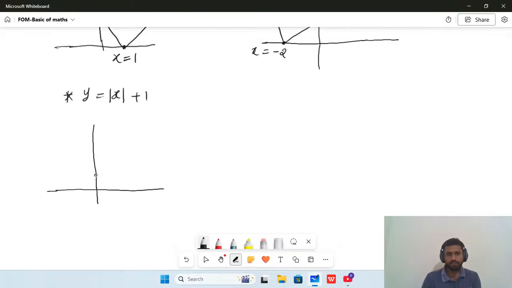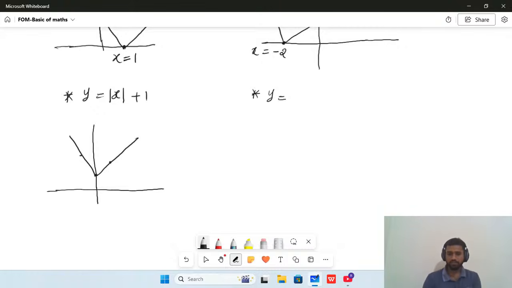So from here the graph will be like this. This point is 0 comma 1, x is 0 and y is 1. Here the point is x is 1, y is also 1. This point is x is minus 1 and y is 1. So the graph of this modulus moved upwards; the V-shaped graph moved one step upward.